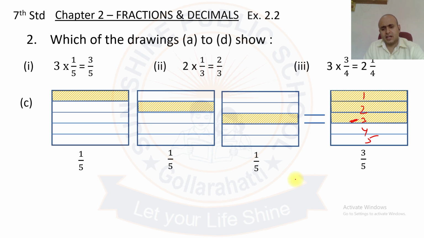So since 3 is repeated, I can write it as 3 into 1 by 5. So I write it as 3 into 1 by 5. The answer you get is 3 by 5. Therefore it is equal to 3 by 5.